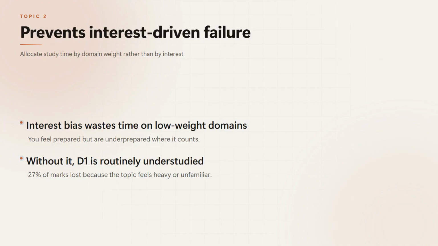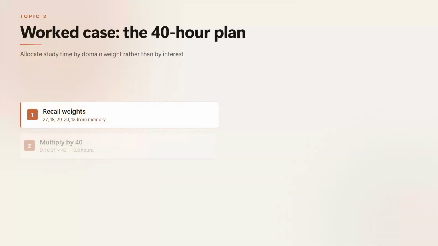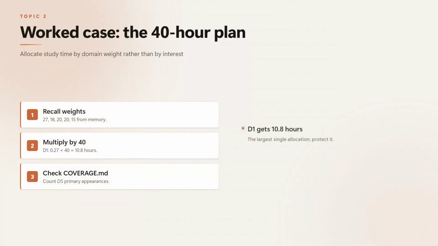The cost is not just a failed exam, it is the false confidence of feeling well prepared while walking into the test with a massive blind spot. The weight allocation forces you to confront that imbalance before it hurts you. Take the 40-hour budget. Multiply each weight: D1 gets 10.8 hours, D2 gets 7.2, D3 and D4 get 8.0 each, D5 gets 6.0. That is the pure weight allocation.